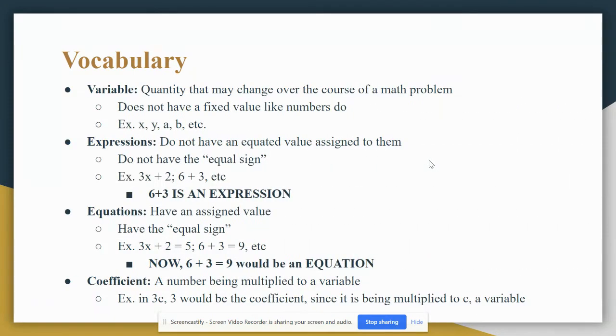A variable is a quantity that may change over the course of a math problem. In other words, it doesn't have a fixed value like numbers do. Examples are x, y, a, b, etc.